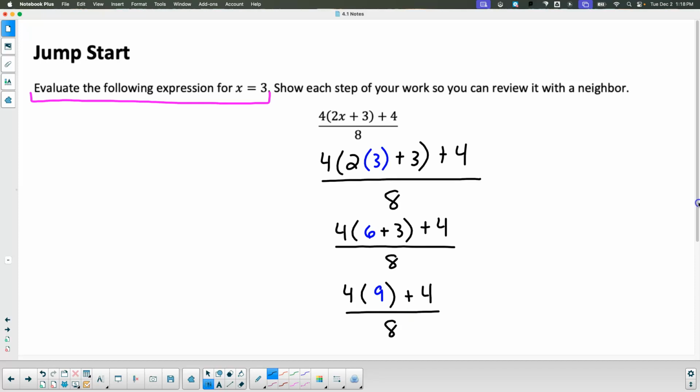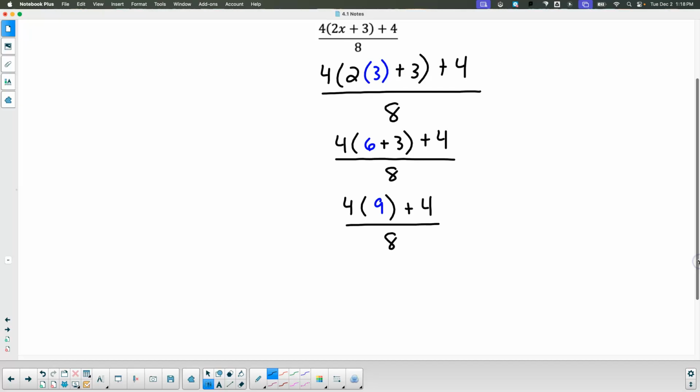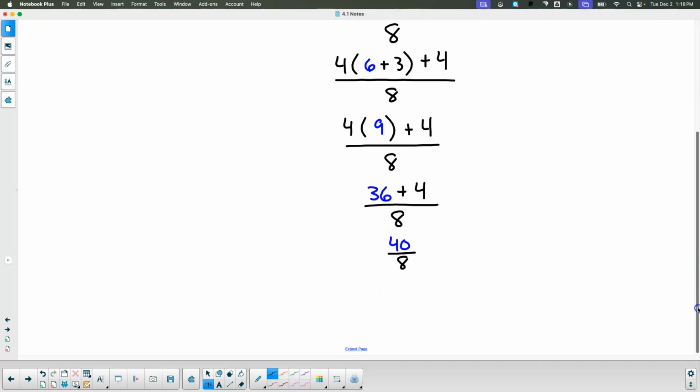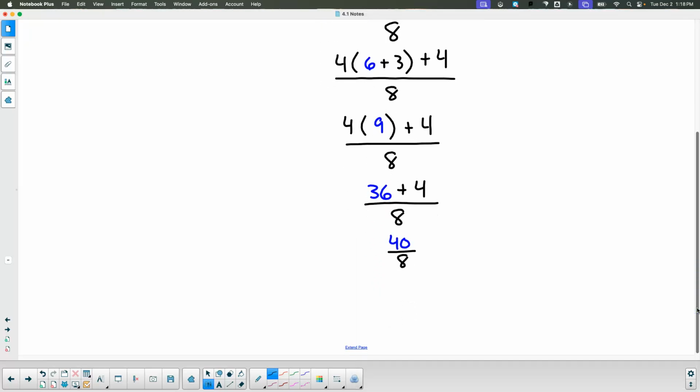We've exhausted everything inside the parentheses. Now what? 4 times 9 is 36. Then what? Add 36 plus 4 is? And lastly, 40 divided by 8 is 5.